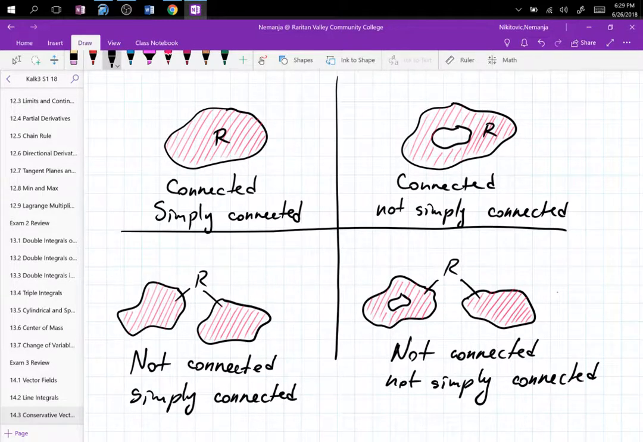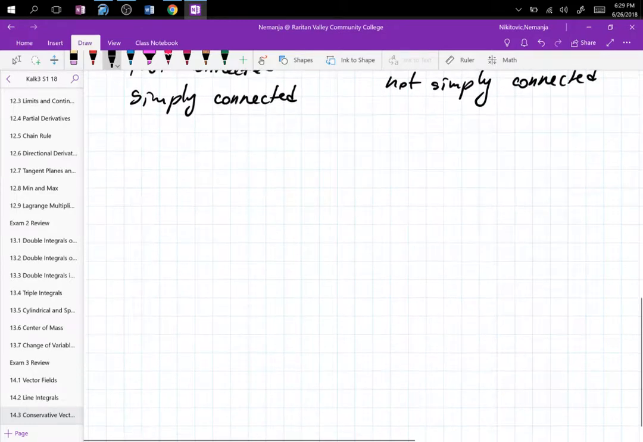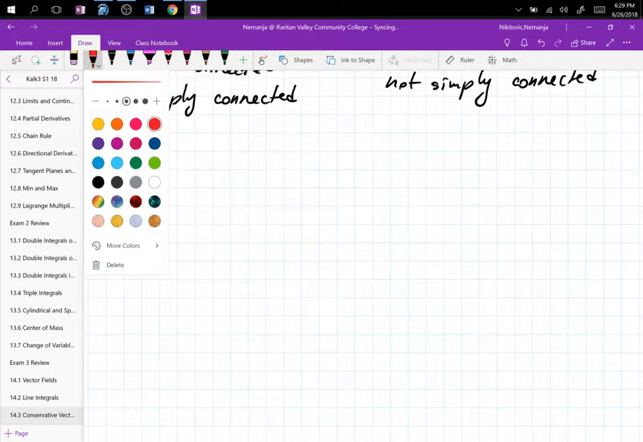So now our definitions in the future will say, let region R be simply connected, and so on, and you know what it means because you studied these graphics. Now we are ready for the definition of the conservative vector field.